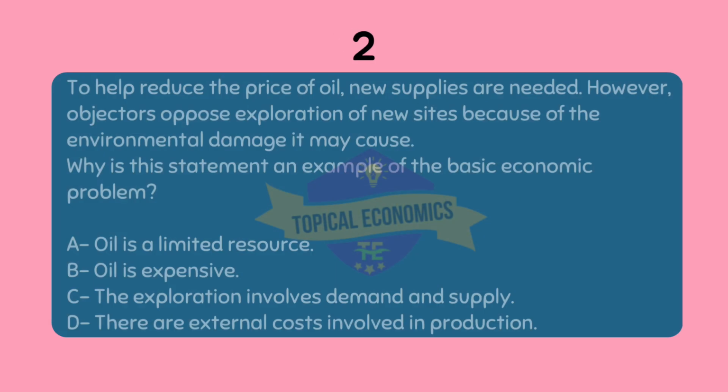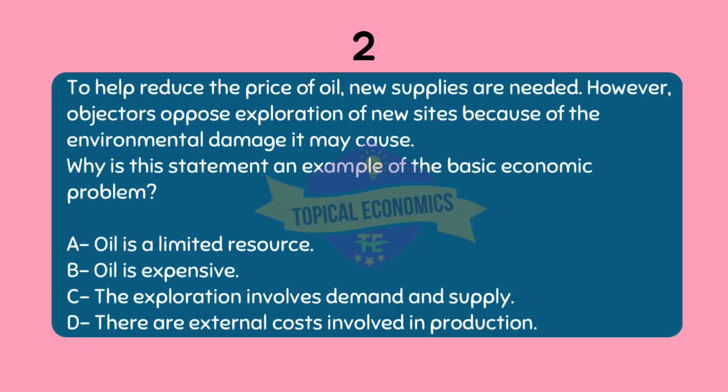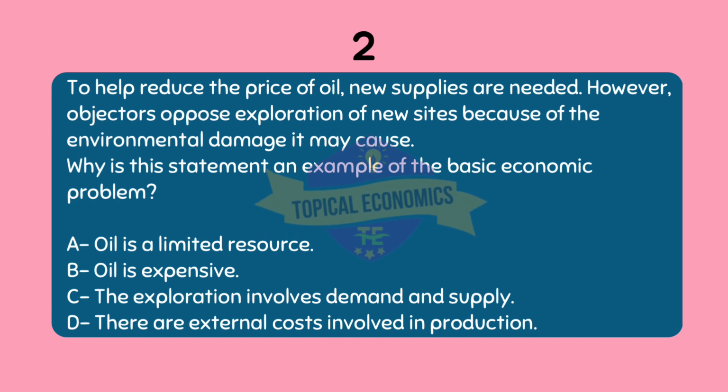Moving to the second question. To help reduce the price of oil, new supplies are needed. However, objectors oppose exploration of new sites because of the environmental damage it may cause. Why is this statement an example of the basic economic problem? A. Oil is a limited resource. B. Oil is expensive. C. The exploration involves demand and supply. D. There are external costs involved in production. This question is from year 2021 October-November version 1 paper. The correct answer for this question is Option A, oil is a limited resource.